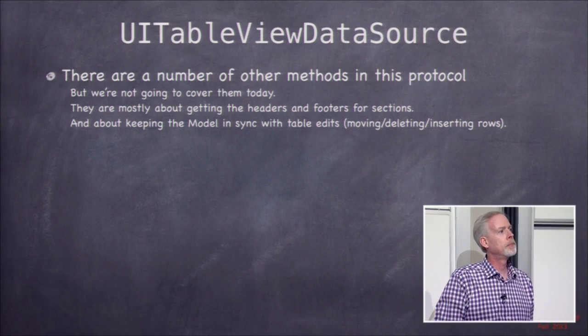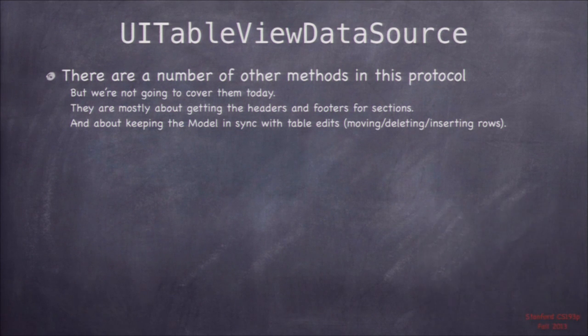Question? Is number of rows in section the same for every section? The answer is absolutely not, because some countries only have two cities, so you'd return 2 when it asks you about that section. Some countries would have 10, so you'd return 10. So you're going to be asked that question repeatedly, once for every section, and the answer could definitely be different for each one. Okay, so that's it for the data source.